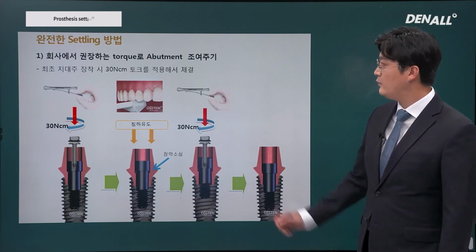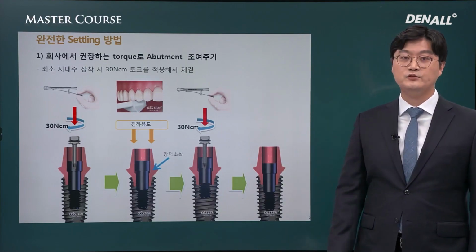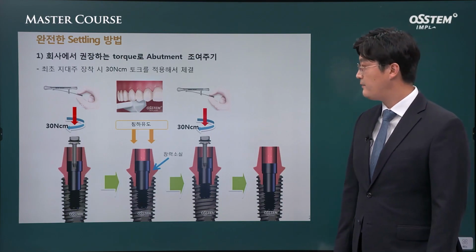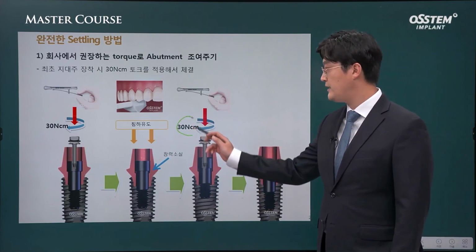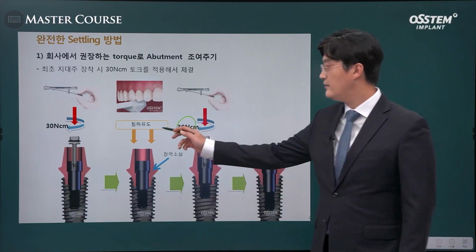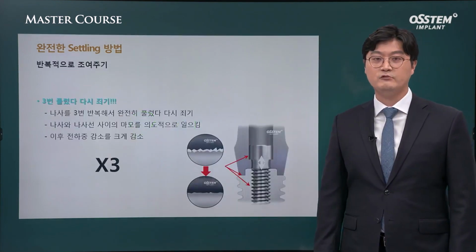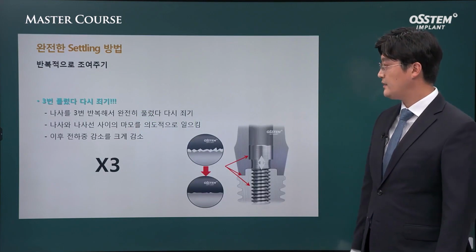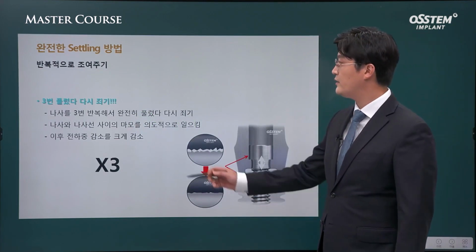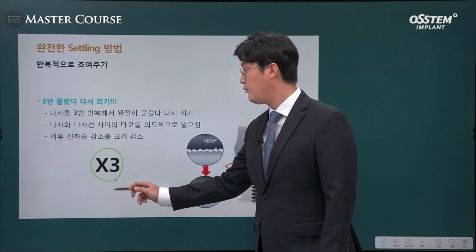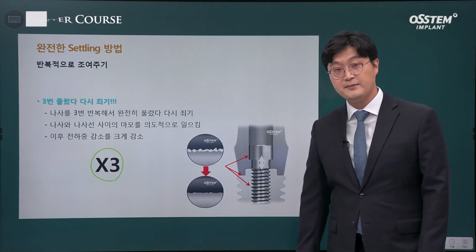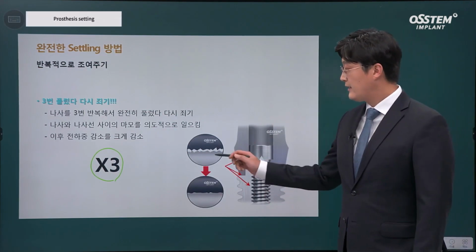When connecting abutment, you need to use the torque recommended by the company, 24 milli and 30 Newton centimeter for regular, and you need to induce sinking down and connect the abutment. In order to induce a sinking down, you need to tighten and loosen 3 times.